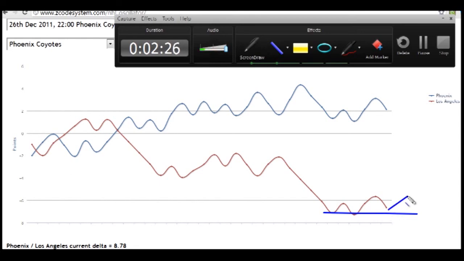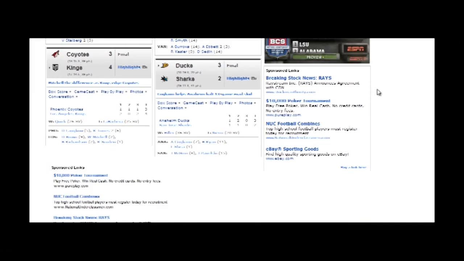So you can see the chart right here. Let's see. This game is very important to the LA Kings, and they should win this game. So again, this is an important game, and the Kings should win this game. Okay, as predicted, the Kings won this one 4-3.